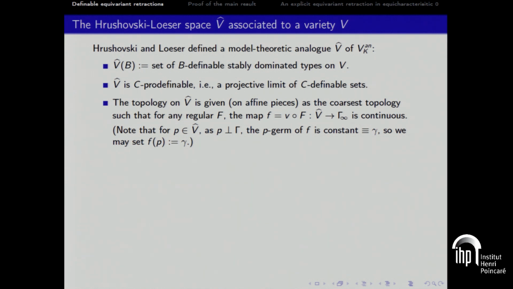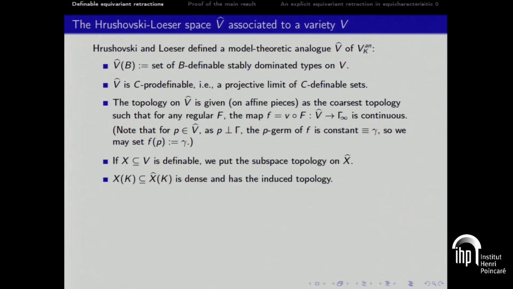And now this is endowed with a topology, which is obtained by gluing. So let's look at affine pieces. If V is affine, you take the coarsest topology such that for any regular f on V, the map valuation of f, which goes from V hat to gamma infinity, definable, is continuous in the order topology for every f. Now, why is this even defined on V hat? Well, by what we said, germs of definable functions to gamma are constant, so I can even evaluate it on a type. That's what we do. In this way, we get this topology. If we have a definable subset, we take the subspace topology on the set of stably dominated types living on X.